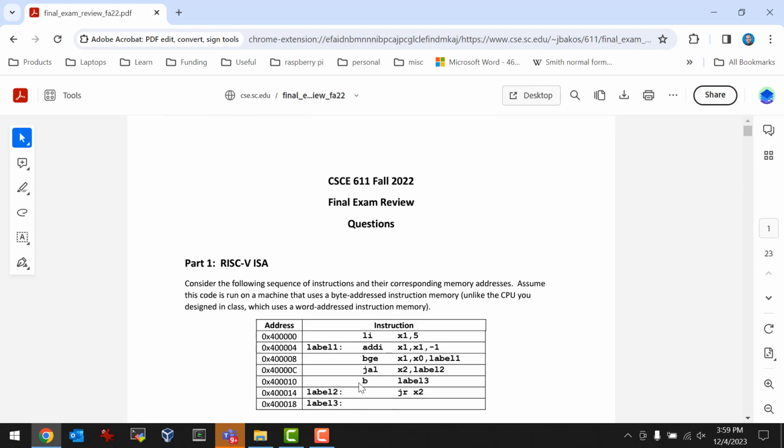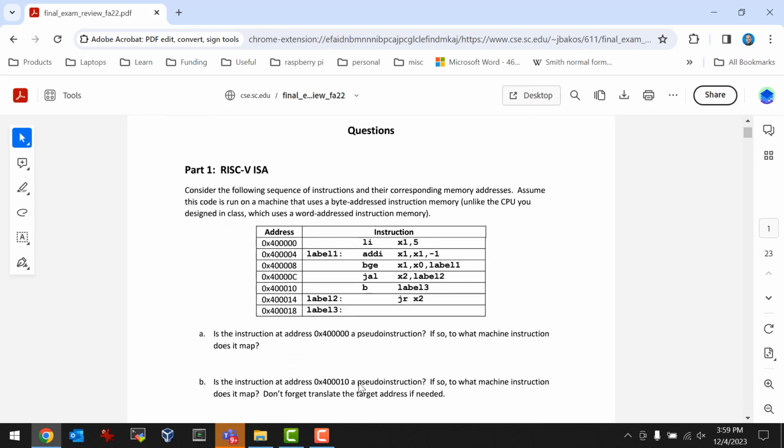Okay, so here's an example question. It says, consider the following sequence of instructions and their corresponding memory addresses. Assume the code is run on a machine that uses byte address instruction memory, which means that if you look at the addresses, they're incrementing by 4 instead of by 1, as we have on your CPU. So the byte address.